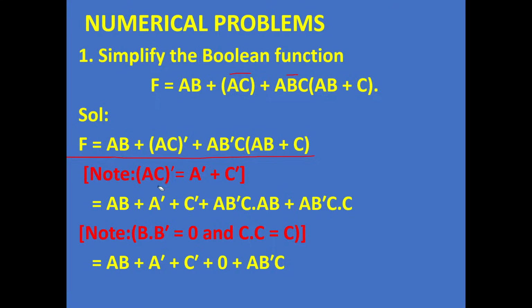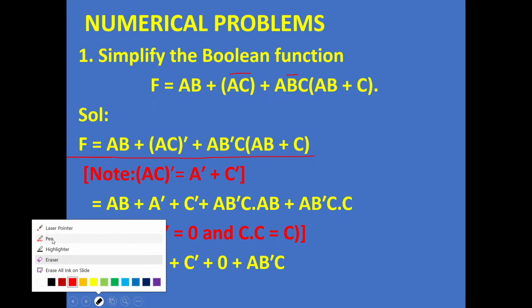Okay. So now here you just observe carefully. In total, how many variables are there? A, B and C. Total 3 variables are there. So it's a 3 variable system.